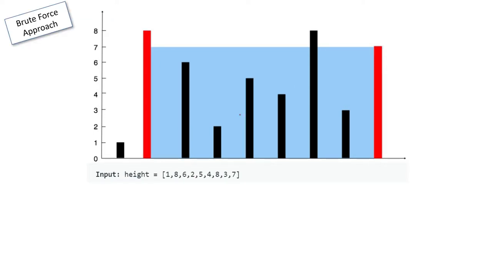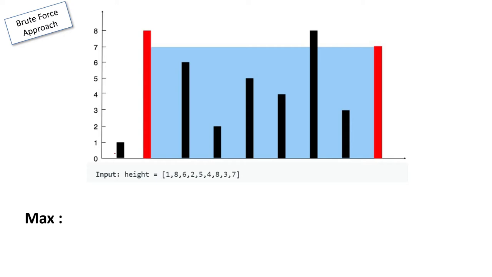So how to approach this problem? The first brute force approach we can take is to compare each and every bar with every other bar and calculate the amount of water it can hold. Then we can keep a variable called max and keep updating it if the new value is more than that. At the end of the array we get the maximum amount of water.